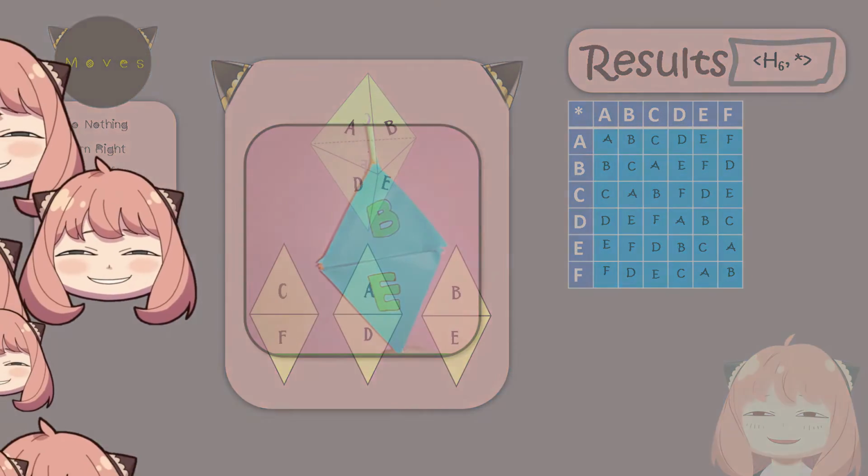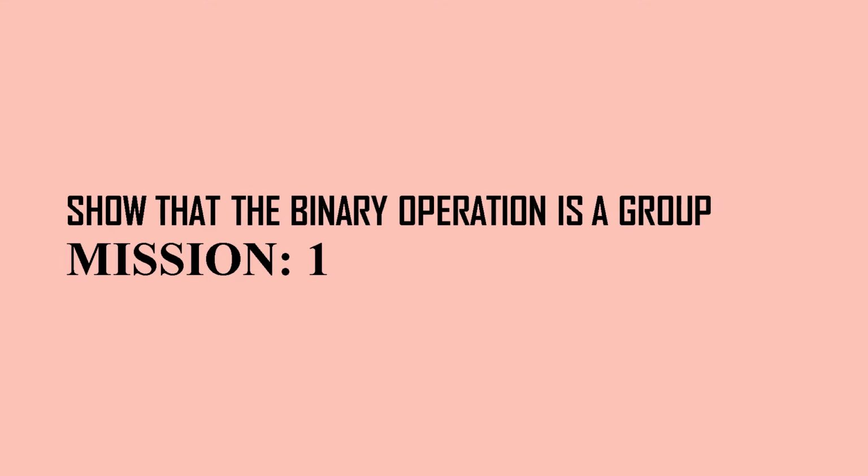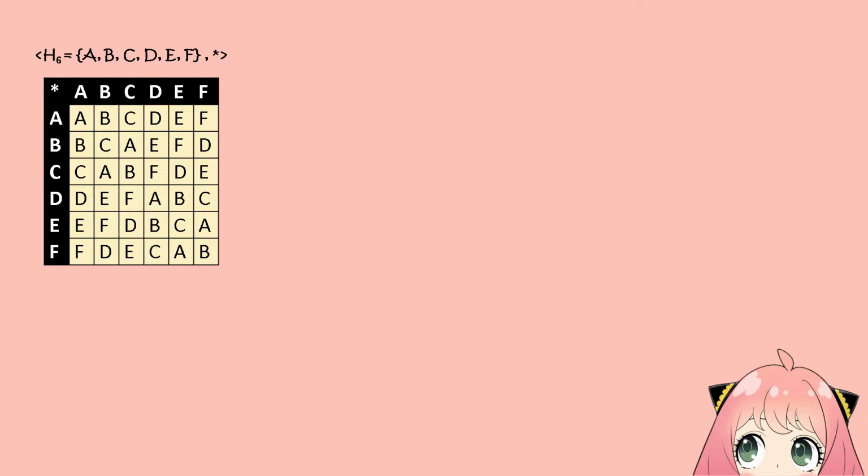Since we already got the table of results, let's proceed to our mission 1. Mission 1. Show that the binary operation is a group. So here is the table of results of the set of H sub 6 under binary operation star. Is it well defined? Since the elements are clearly distinguishable and stated, yes. Is it closed? According to the table, since all the results in the table are elements of H sub 6, it is closed under binary operation star.